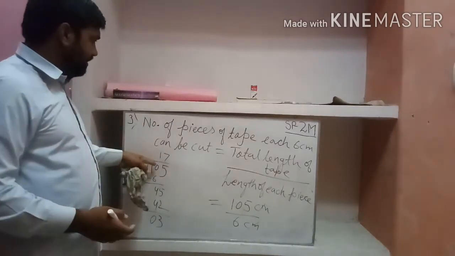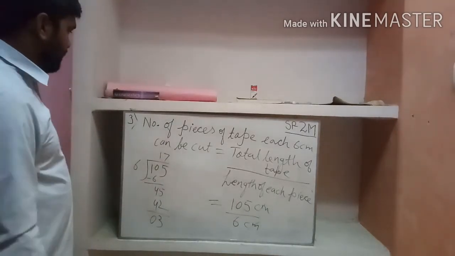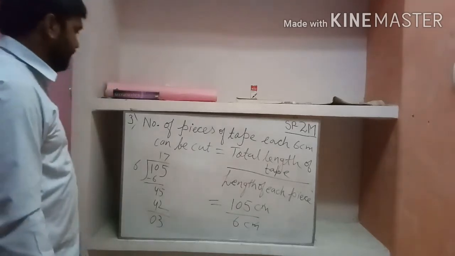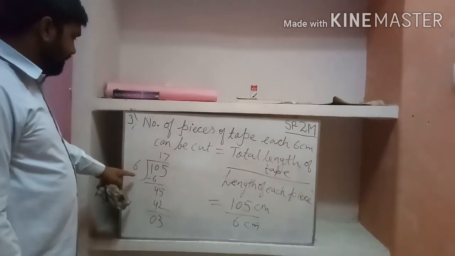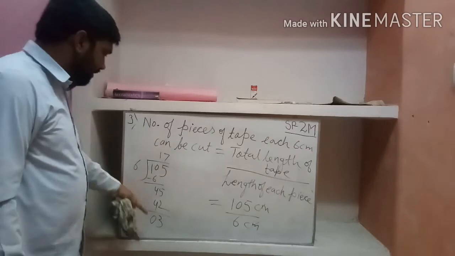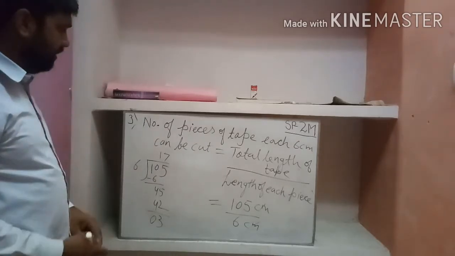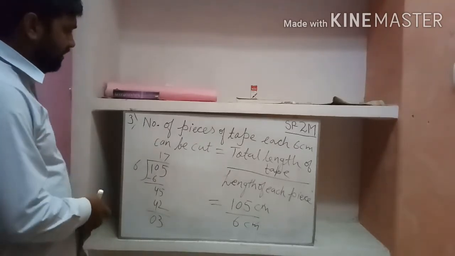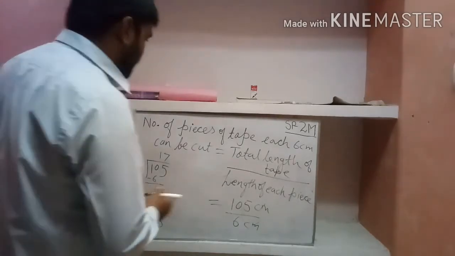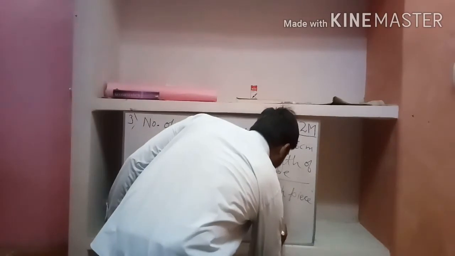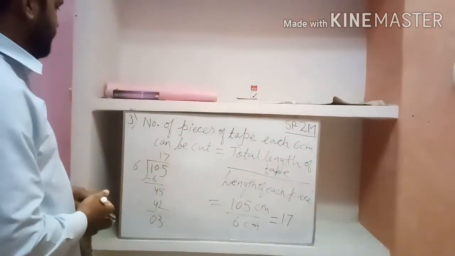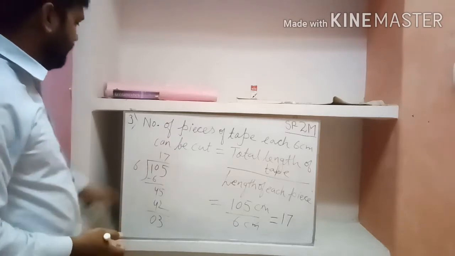So total number of pieces, that is 17 pieces can be cut. Okay. And the remaining length is what? 3 centimeter. So this 6 centimeter will go in 105 centimeter 17 times, and 3 centimeter will be the remainder. So what is the answer we got? Number of pieces of tape each 6 centimeter can be cut equals to 17, only the quotient.